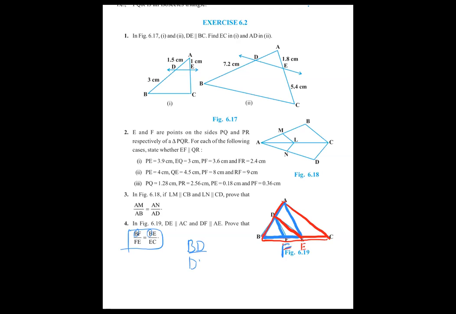In the bigger triangle, BD by DA is equal to BE by EC. Simple. And in the smaller triangle also start from B only. BD by DA is equal to BF upon FE. Now these two are the same, therefore these two will be the same. So BE by EC is equal to BF by FE.